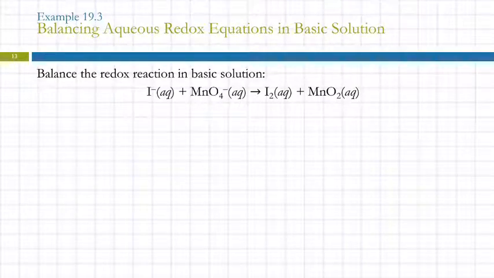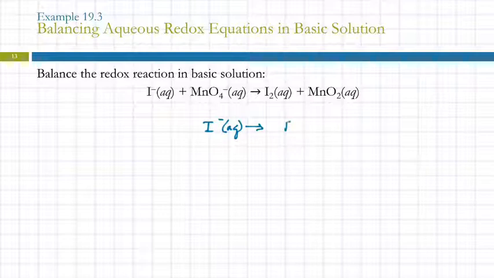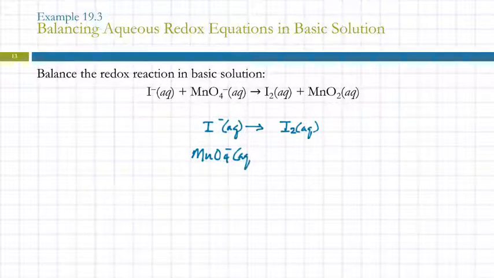Let's do an example. Balance this one in basic solution. So it starts out the same. Separate into 2 half reactions. So we have I minus, aqueous on that side, and I2, aqueous on this side. And then the other thing in here is permanganate ion and MnO2.